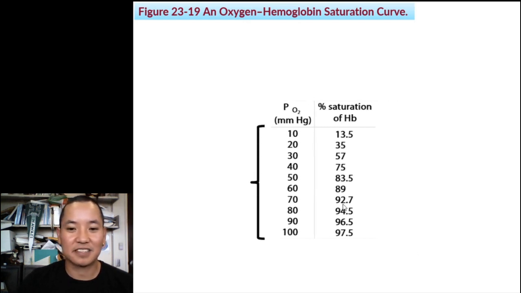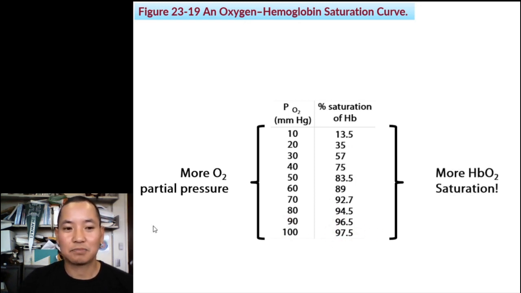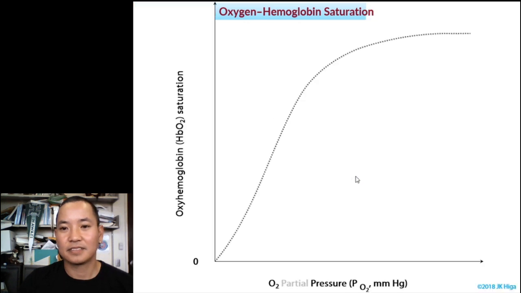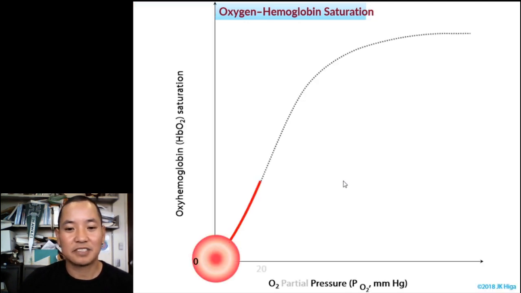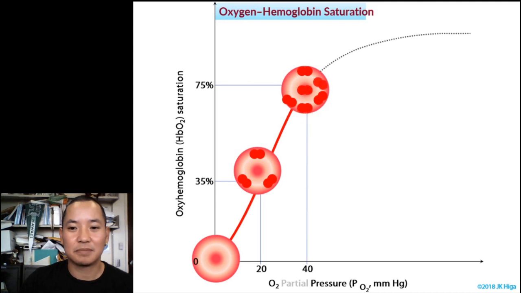Here we have the partial pressure of oxygen at different levels. Again, less partial pressure means fewer oxygen molecules. So what happens when you increase the partial pressure of oxygen inside your blood? Notice that as you increase the oxygen partial pressure, you also increase the amount of hemoglobin that actually has oxygen bound to it. So more partial pressure of oxygen, more formation of oxyhemoglobin. The more you increase the pressure, the more oxygen ends up sticking to hemoglobin inside of red blood cells.